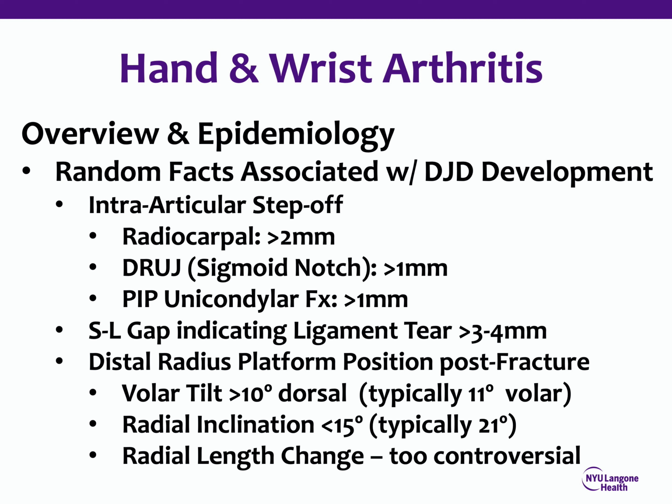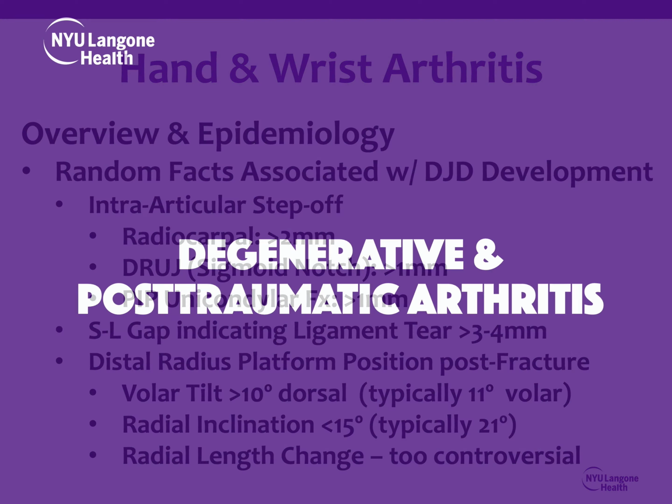Radial inclination, or that slide down from the radial styloid toward the distal radial ulnar joint, typically is in the 20 or 21 degree range. If that falls below 15 degrees, that's thought to be pathologic enough to cause difficulties, including potential arthritis. And then radial length is all over the place because everybody's built a little differently. Sometimes people are proud on the ulnar side, sometimes it's recessed. The idea is it's too controversial. I wouldn't necessarily think that that's going to be discussed or tested upon, but just be cognizant that radial shortening is deleterious, especially to motion.